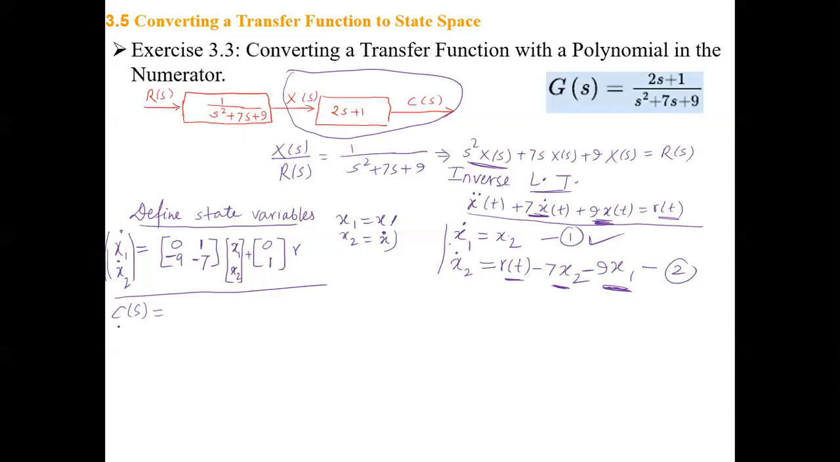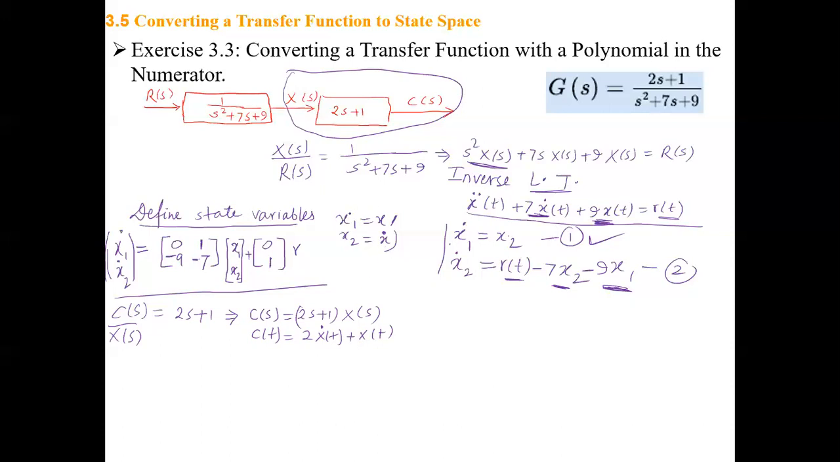CS over XS equals 2S plus 1. So what does it give me? This gives me CS equals (2S plus 1) XS. So they take the inverse Laplace. CT equals 2 times X dot T plus XT, right?